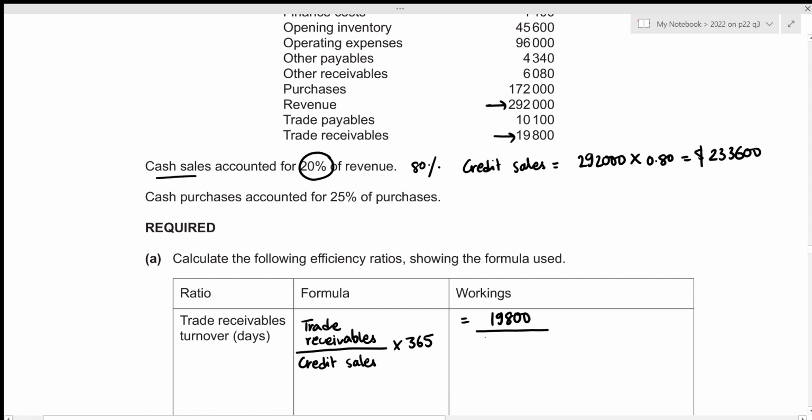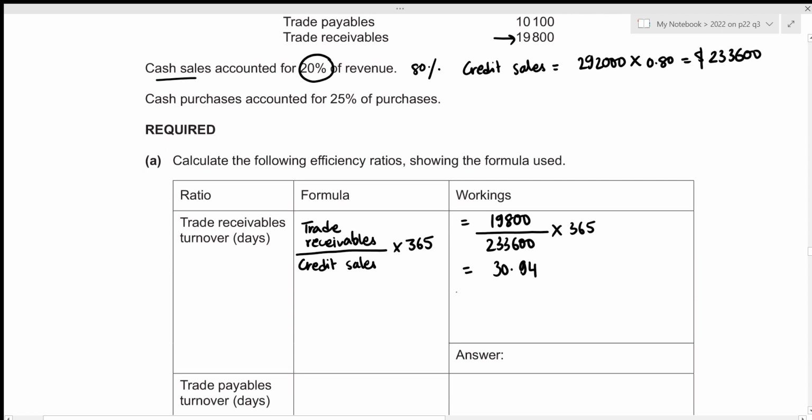Let's substitute it. Times 365. So our trade receivables turnover in days is going to be 19,800 divided by 233,600 times 365, which results in 30.94. And this is in days, and we need a rounded off figure, so we're just going to increase it by 1. That's 31 days. So the correct answer is going to be 31 days.